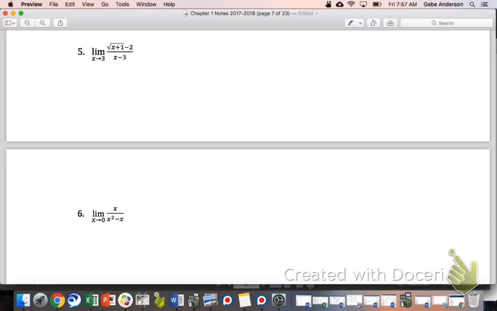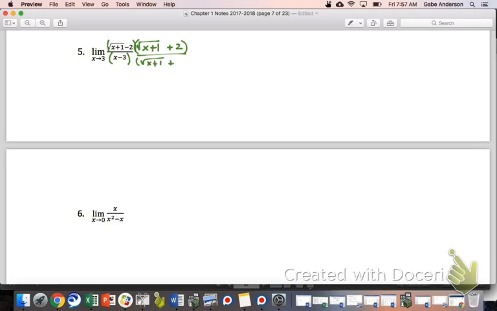Rationalizing the numerator, not a common thing, but in this case, it's what we do. So we would multiply the top and the bottom by the conjugate of the top. Again, kind of an odd step, not one that we're really accustomed to, but that's what we do here. So square root of x plus 1 plus 2, and same thing in the denominator.